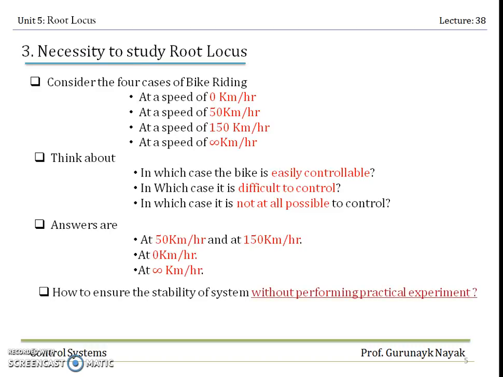So how do we ensure the stability of a system without performing the practical experiment? We cannot run the bike at, say, infinite kilometers per hour to check its stability or the possibility of control. Therefore, to overcome this challenge, we need to go for a systematic study known as the root locus method. So root locus is a theoretical analysis before the practical approach.